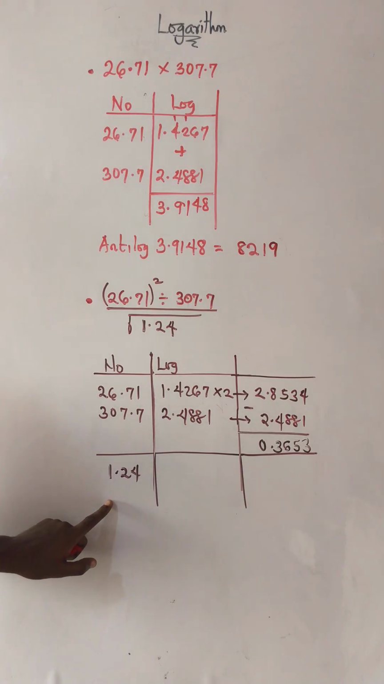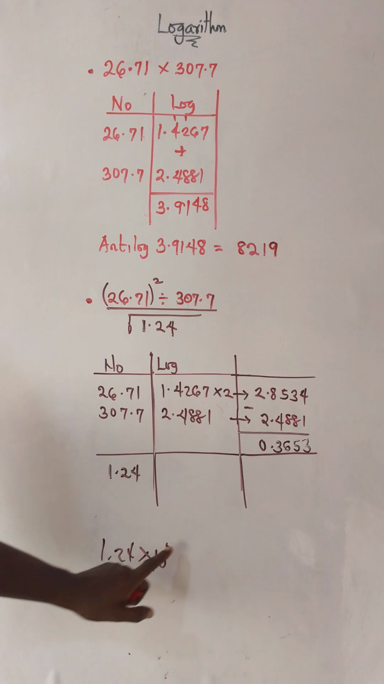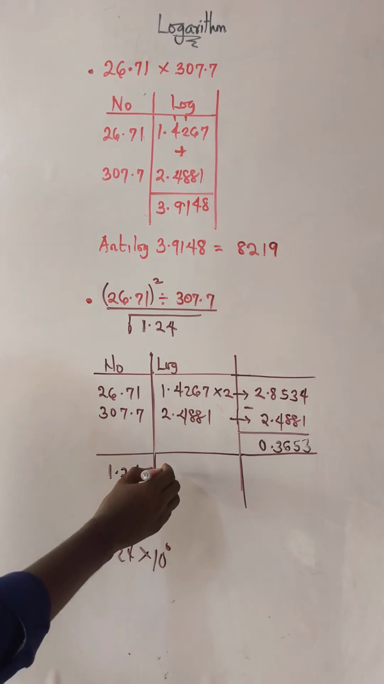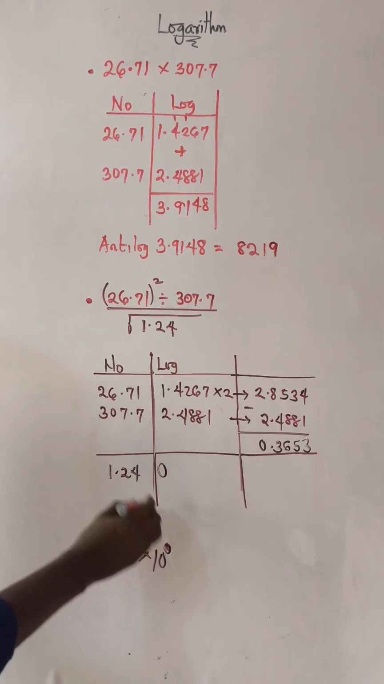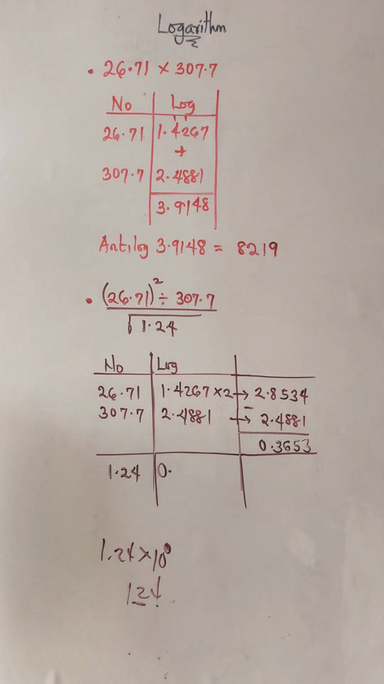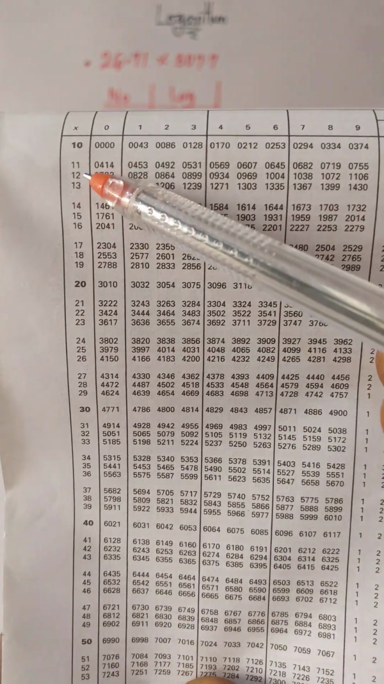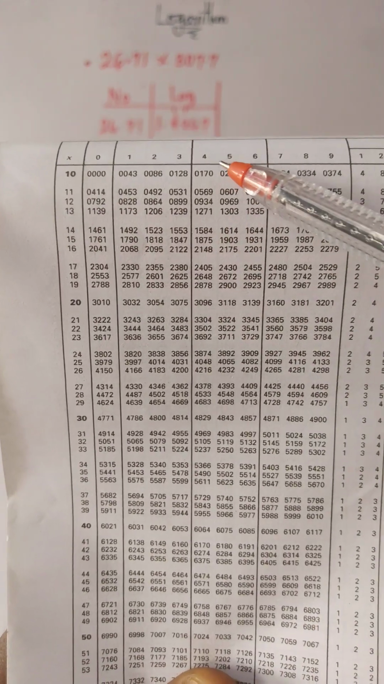Since it is already in standard form, we can write this as 1.24 times 10 to the power 0, because 10 to the power 0 is still 1. So the power of 10 is 0, and we put 0 point here. Therefore, 124: we check 12 under 4. Let's go to the logarithm table to check 12 under 4. So from here, 12 under 4, this is 4.